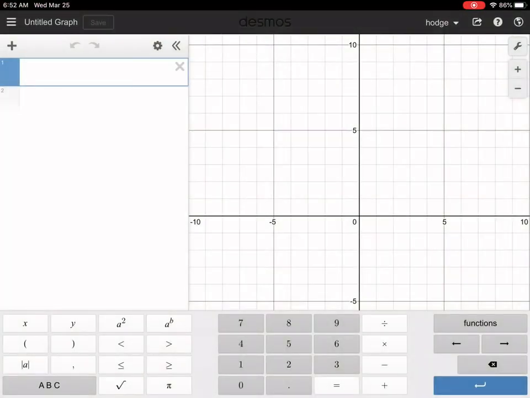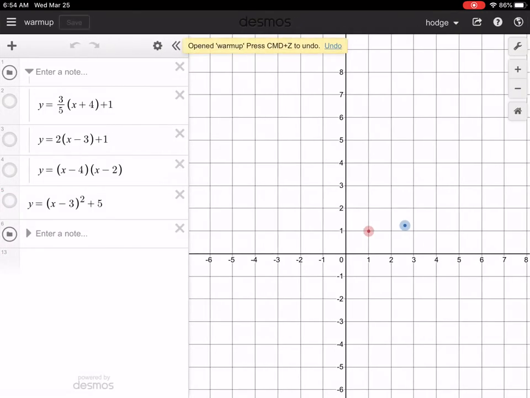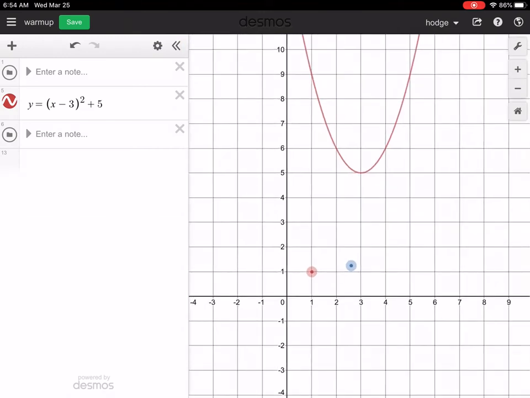A typical graph might look something like this. This is vertex form.